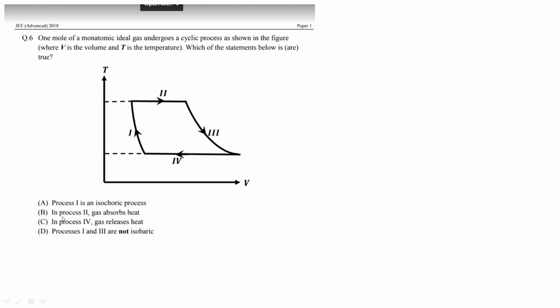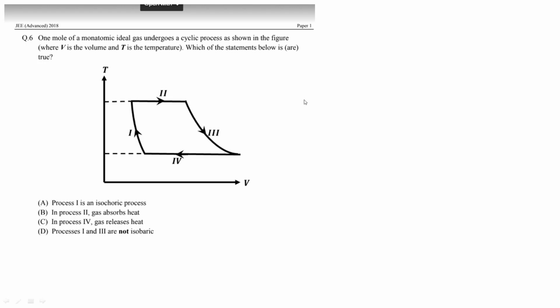So in process 2, gas absorbs heat. So that is a correct statement. Now in process 4, gas releases heat. Now in process 4, as you see that the volume decreases, the initial volume is greater than the final volume. So as the volume is decreasing, we can understand that someone is doing work on the system. So when work is done on the system, it's negative.